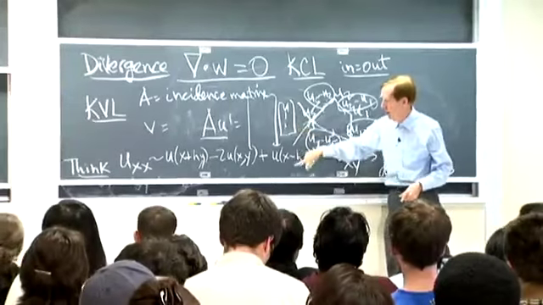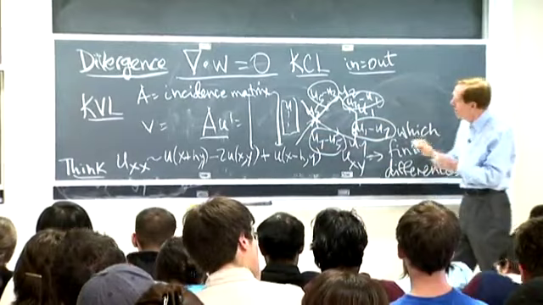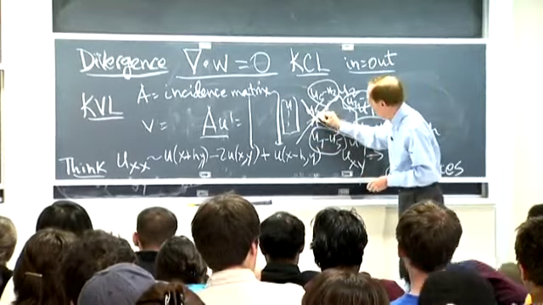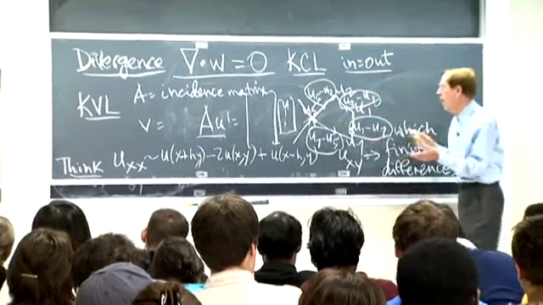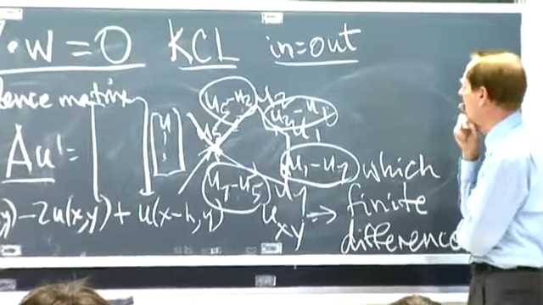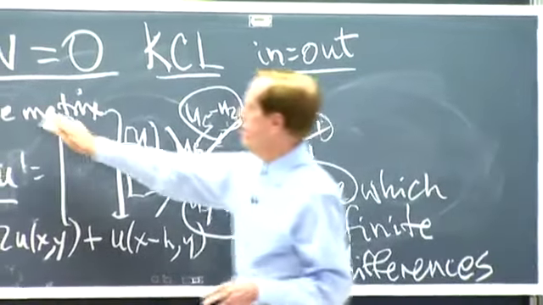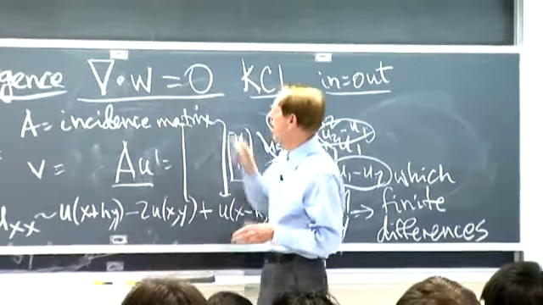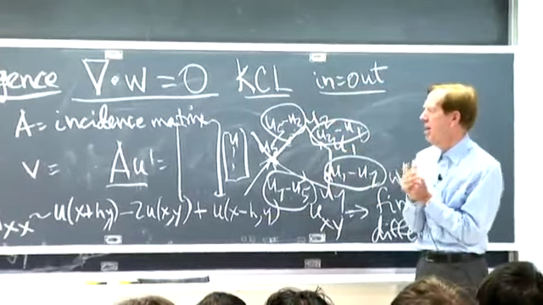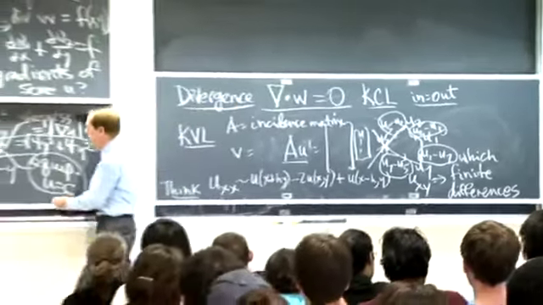The circulation was around every loop. Okay, so in equal out was just a sum of 4 things. Here I'm going to have in equal out. How am I going to express in equal out? Divergence of W equals 0. What I need is the divergence theorem. Let's just face it. We've got to have that.